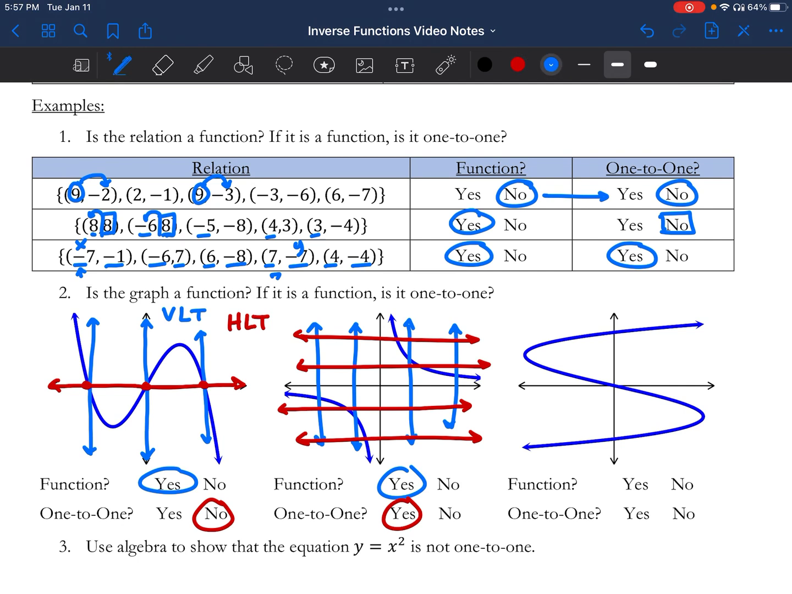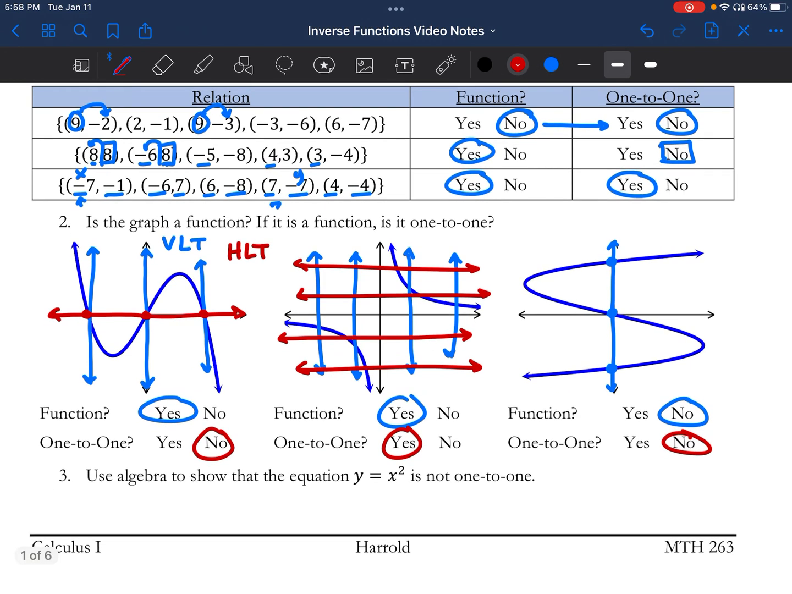And this last one, this S-looking curve. Well, if I draw a vertical line, let's do the y-axis, I am going to touch it in 1, 2, 3 places. So this fails the vertical line test. It is not a function, which automatically means not one-to-one.